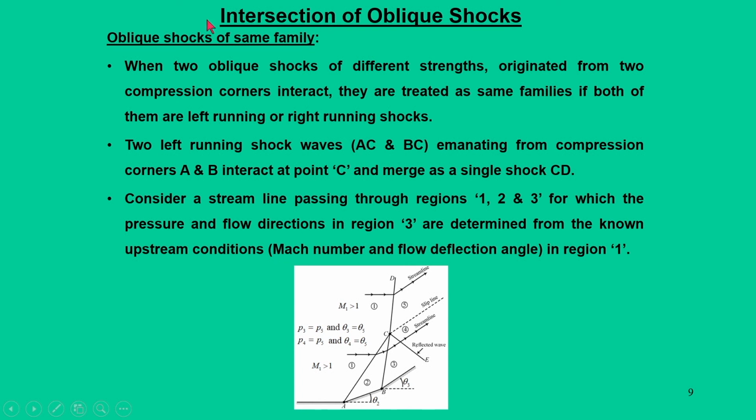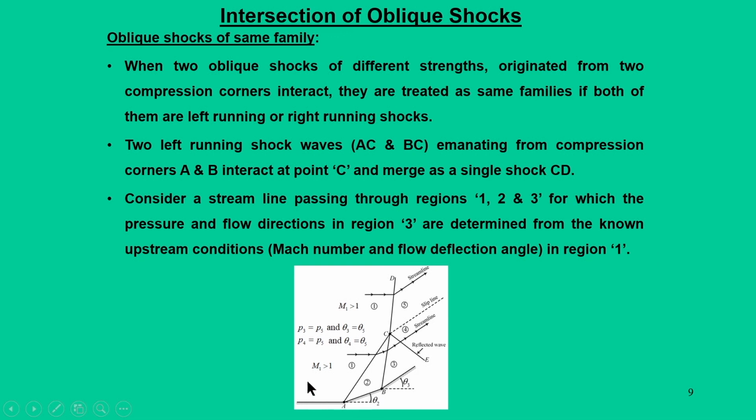Now, we will see what will happen if we have a situation in which oblique shocks intersect when the shocks are of the same family. The geometrical orientations are shown in this figure. Here there are two compression corners, located by angles theta 2 and theta 3, and we call this a stepped body. The first surface AB makes an angle theta 2 and the second surface makes an angle theta 3.